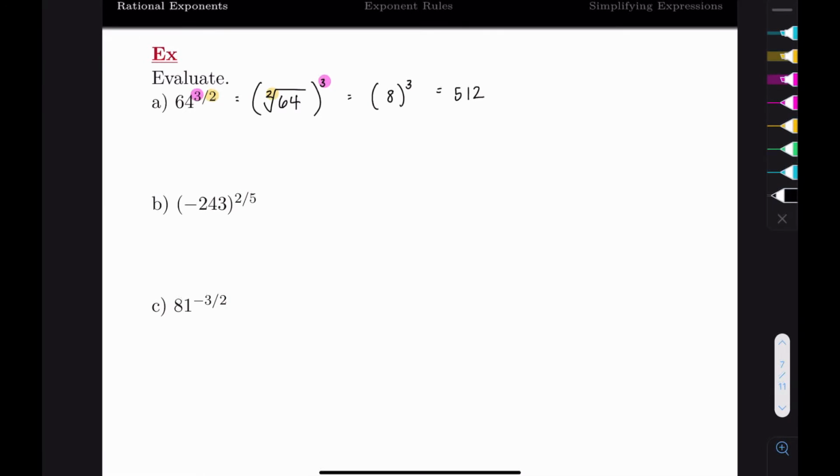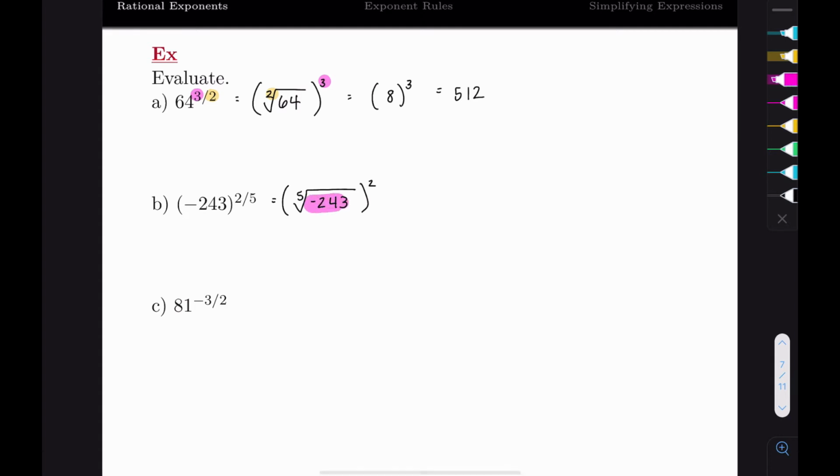So let's try this next one. We have negative 243 to the 2/5. So again, the 5 is in the bottom, so that's the index in our radical. Negative 243 is on the inside, and then the 2 is in the exponent, or in the numerator of our exponent, so that's going to be the power we raise it to afterwards.